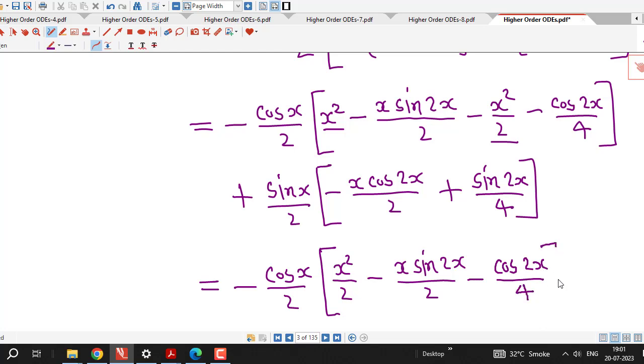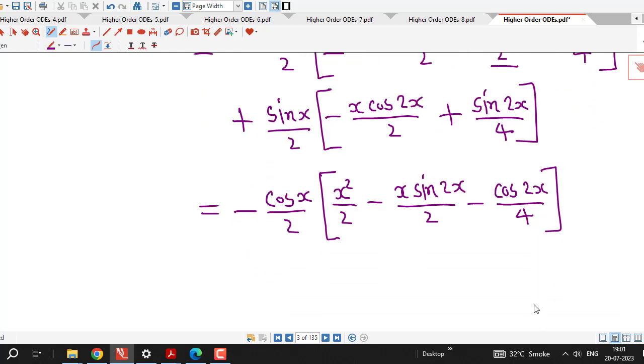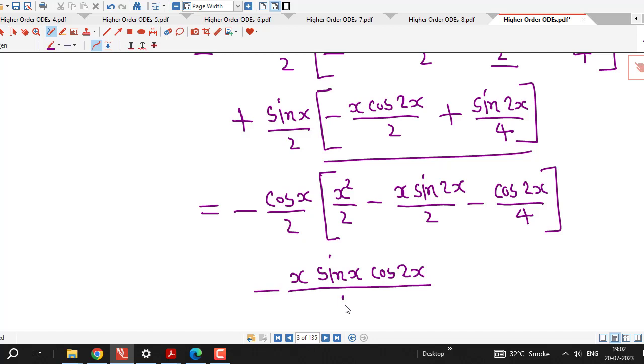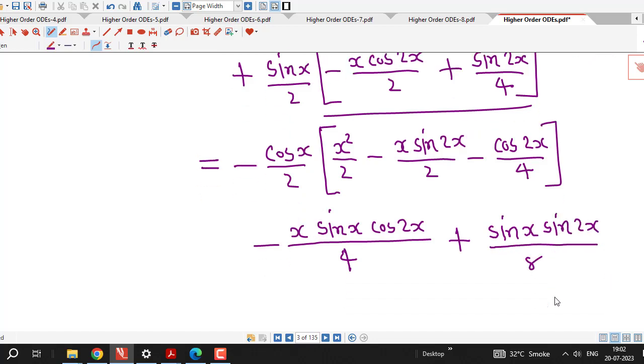So let me write x square by 2 here, minus x into sin 2x by 2 minus cos 2x by 4, and here I multiply this bracket by sin x by 2, and I will have minus x sin x into cos 2x divided by 4 and plus sin x into sin 2x divided by 8.